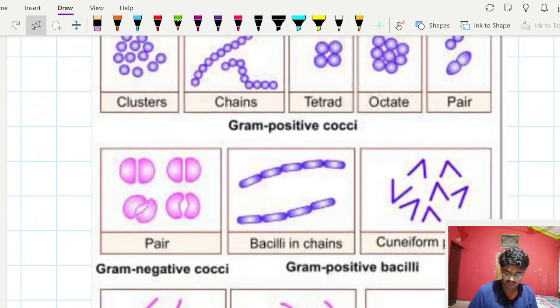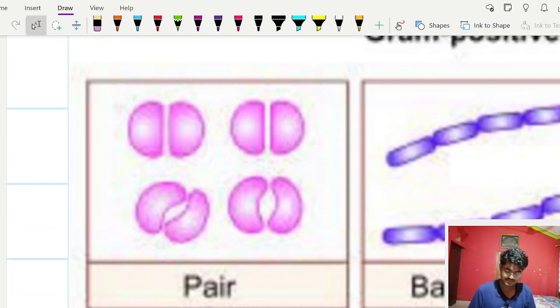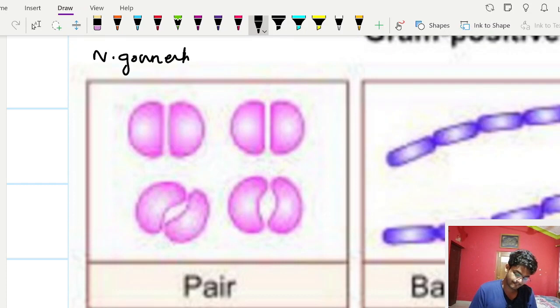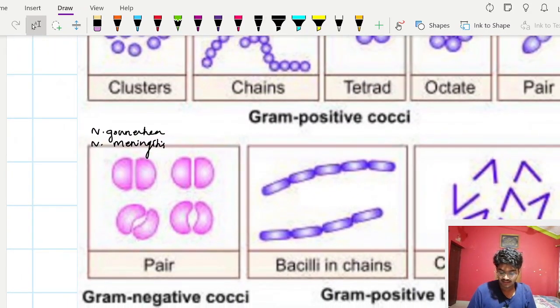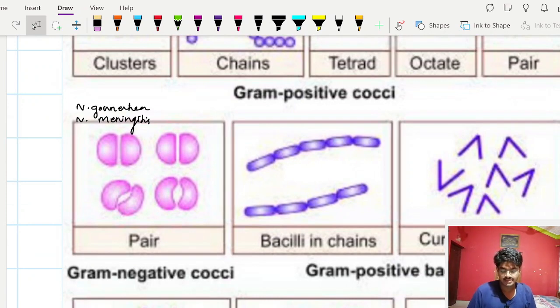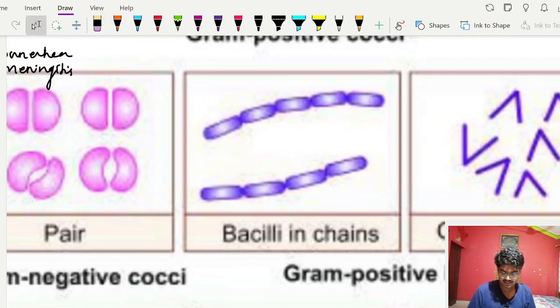Then let us dive into gram negative cocci. Gram negative cocci, our famous Neisseria species, Neisseria gonorrhoeae and Neisseria meningitidis, or we also call them gonococcus and meningococcus. Then let us dive into bacilli. Bacilli means they are rod shaped structures. There are gram positive bacillus and gram negative bacillus.